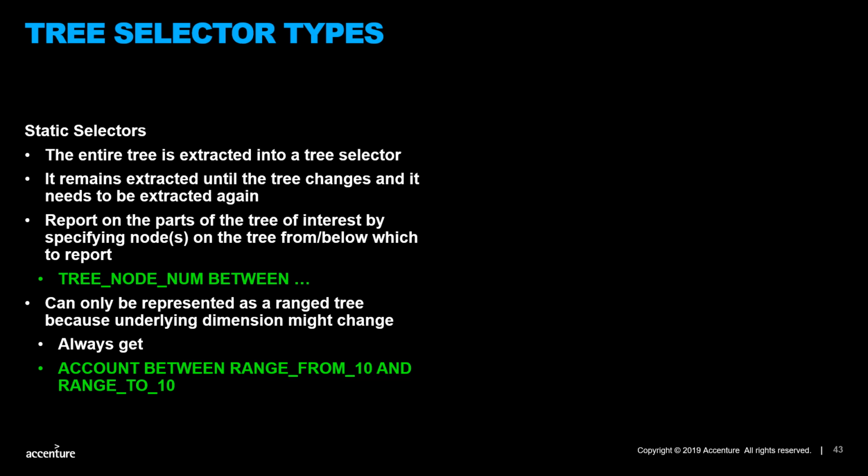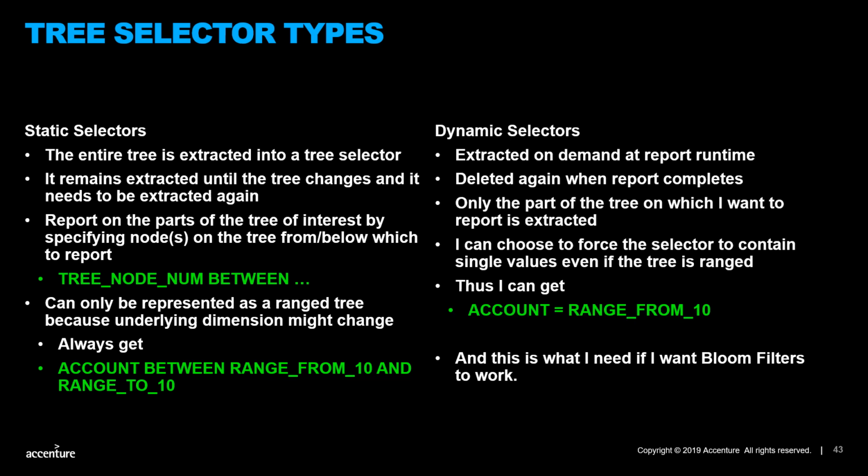because the underlying attribute might change at a different time to the tree. But if you choose dynamic selectors, then only the part of the tree upon which you wish to report is extracted into the tree selector table at runtime, and it's deleted again when the report completes. I can also choose to force the selector to contain only single values, even if the node on the tree is a ranged node. So thus I will always get a count equals range. And this is the option I need if I want my Bloom filters to work.